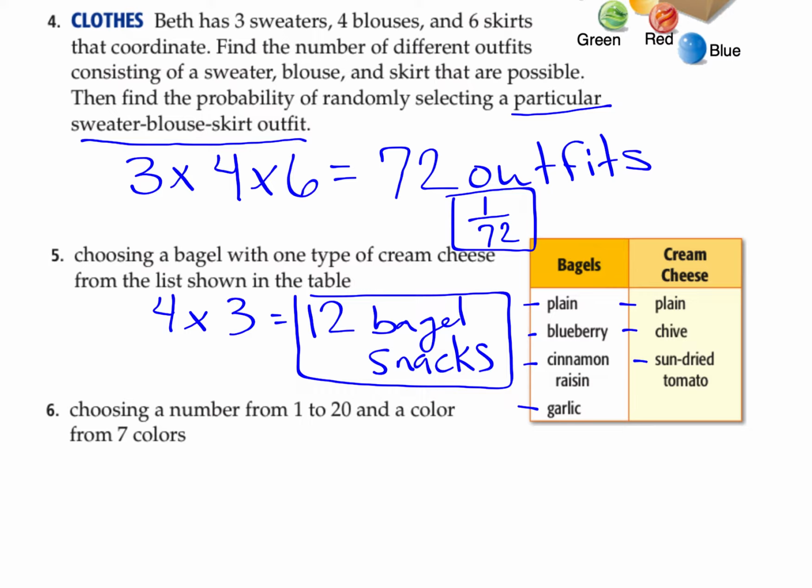Number 6, choosing a number from 1 to 20 and a color from 7 colors. All right, there are 20 outcomes in the numbers 1 through 20. There are 7 colors. This gives us a total of 140 outcomes.